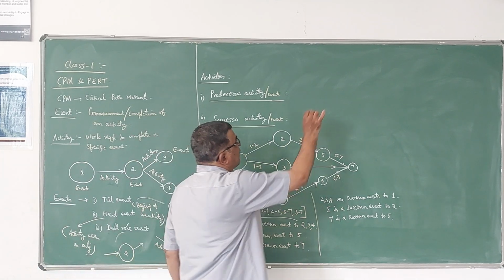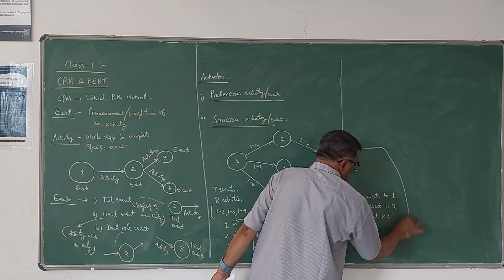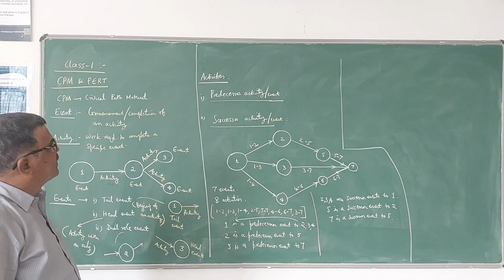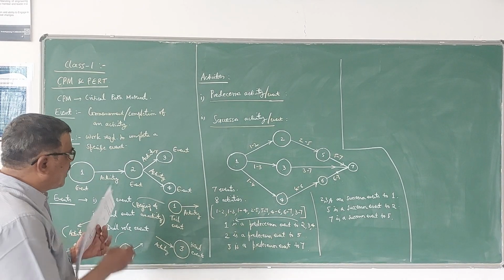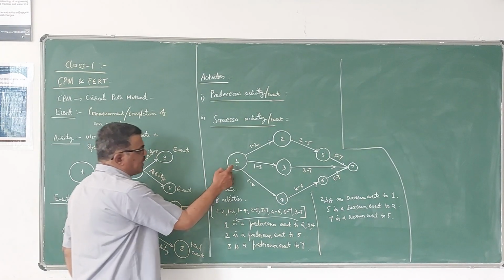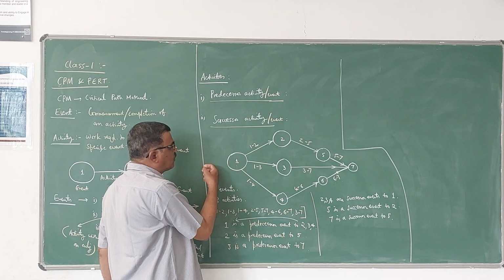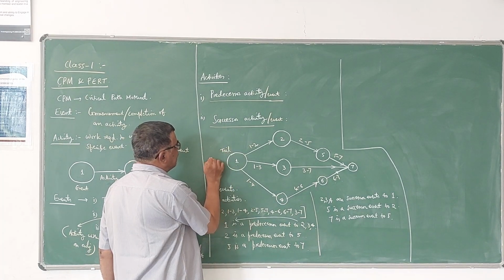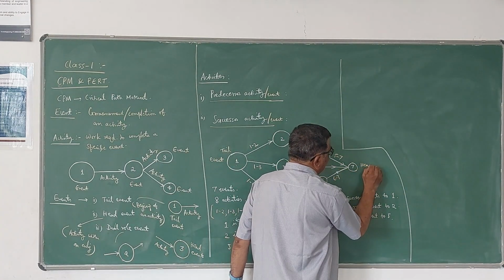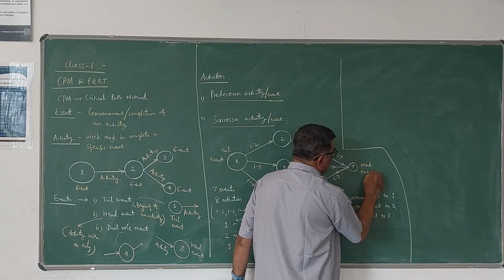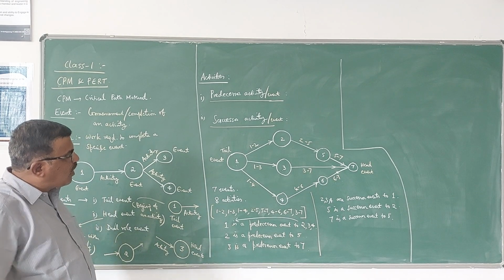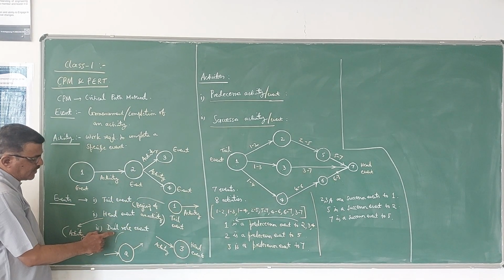So once a network is given, you can always identify the predecessor activities or events as well as the successor activities or events. If you observe here, which is the tail event? So tail event is 1 here because there is no event occurring before 1, therefore this becomes a tail event. And the head event is 7 because there is no event after 7. So head event is the final event, whereas tail event is the initial event.